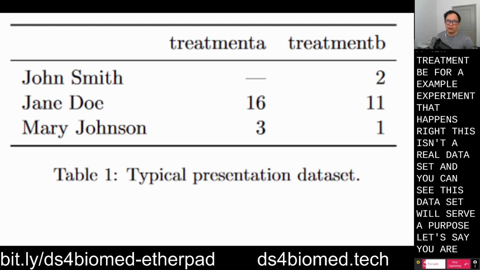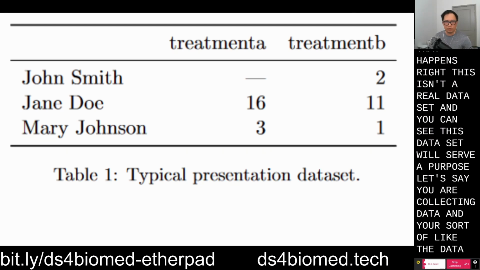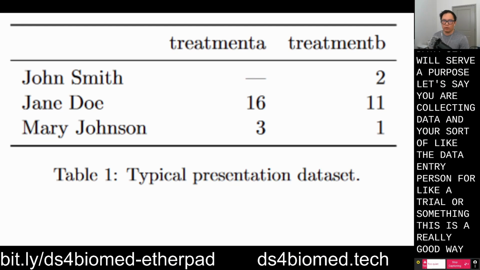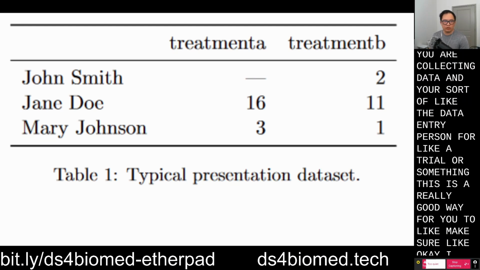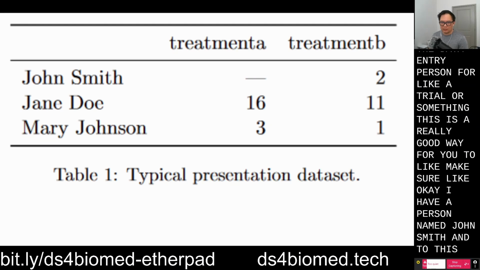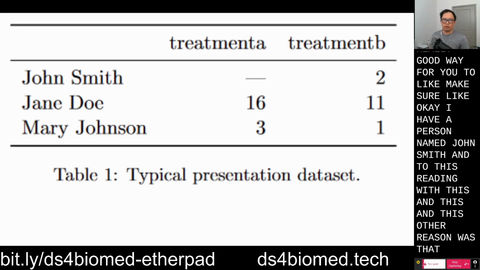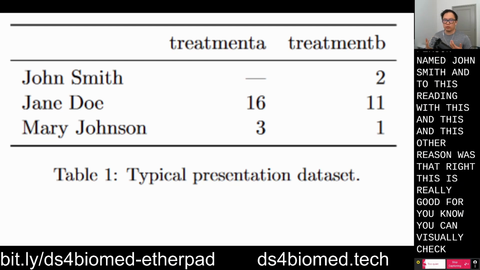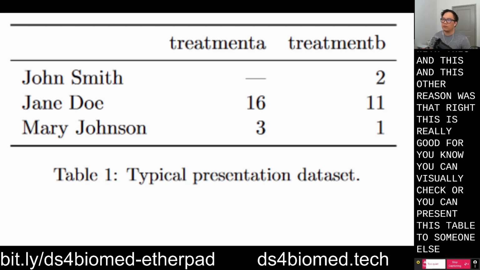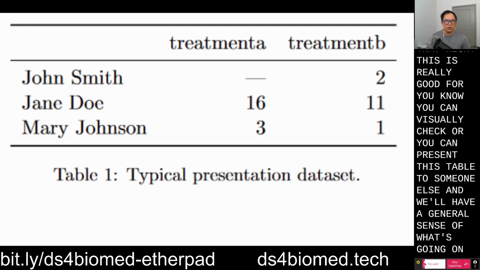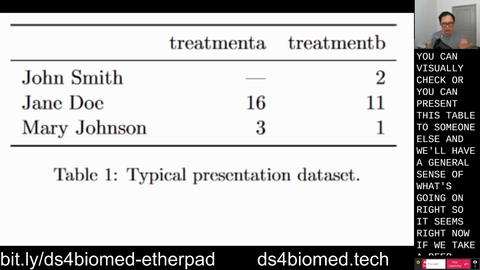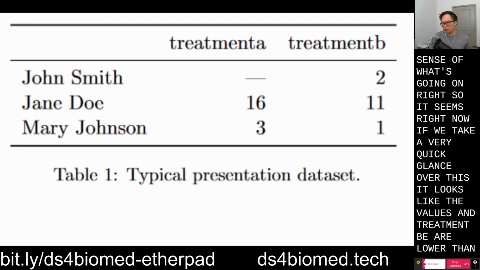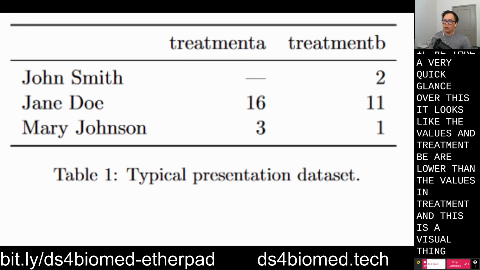Let's say you are collecting data and you're the data entry person for a trial or something. This is a really good way for you to make sure, okay, I have a person named John Smith, and this reading was this, and this other reading was that, right? You can visually check, or you can present this table to someone else and they'll have a general sense of what's going on, right? So if we take a very quick glance over this, it looks like the values in treatment B are lower than the values in treatment A. And this is a visual thing that we can do.